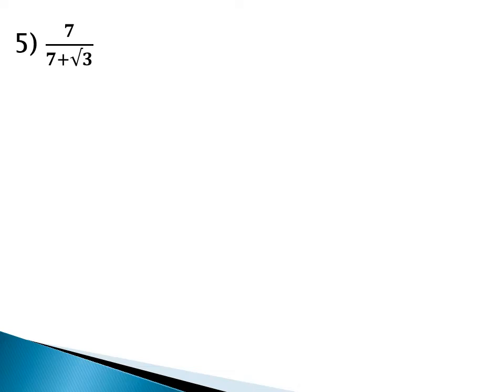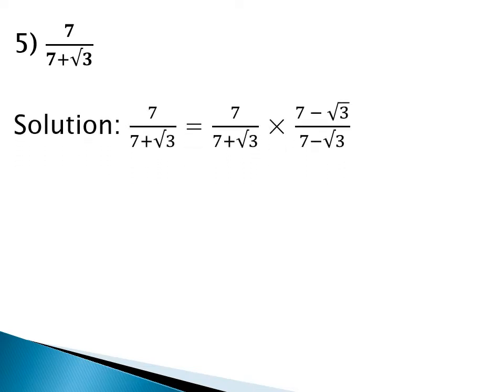Without seeing the solution itself, you can tell me what is to be multiplied and divided here. 7 plus root 3 is in the denominator. So I think that you already got the step now. We should multiply and divide with 7 minus root 3. So let us see the steps now. 7 by 7 plus root 3 into 7 minus root 3 by 7 minus root 3.